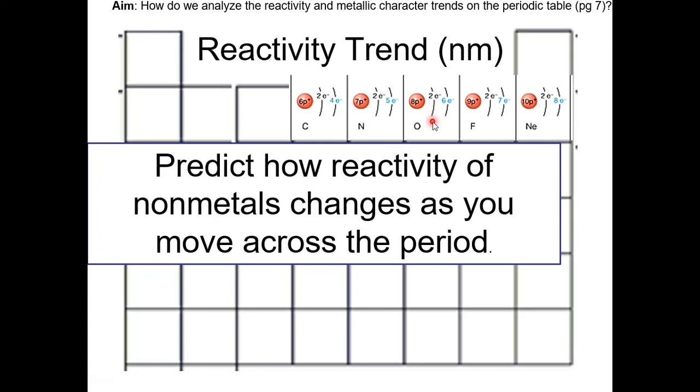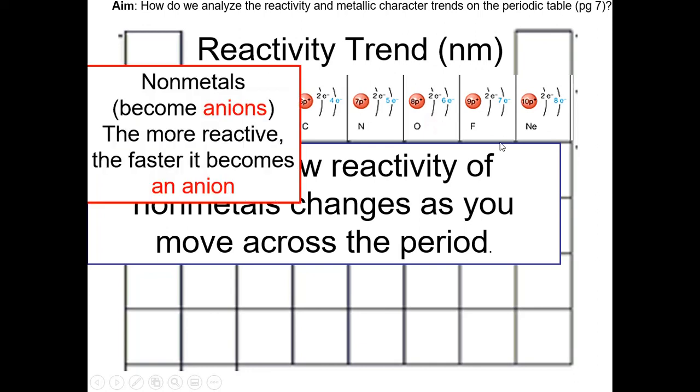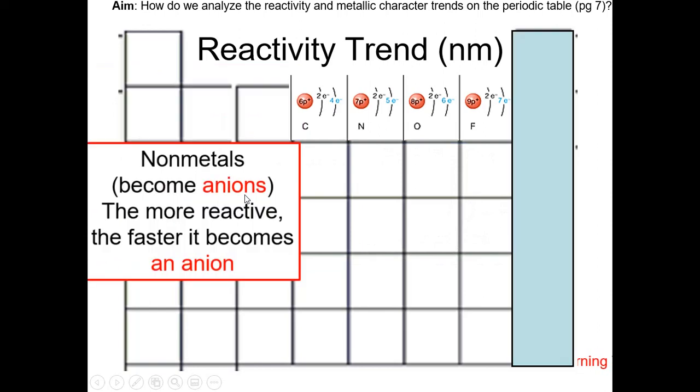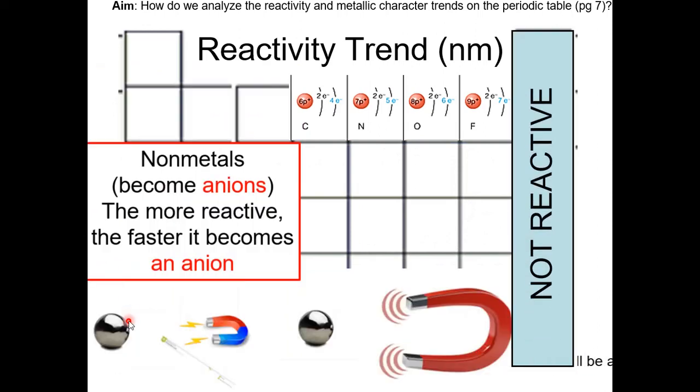When nonmetals react, what do they do? They gain electrons. They become anions. So the more reactive your nonmetal is, the faster it becomes an anion. We are going to ignore the noble gases because they do not react. So here is an analogy. This metal ball represents an electron. The magnet represents the strength of the nucleus.